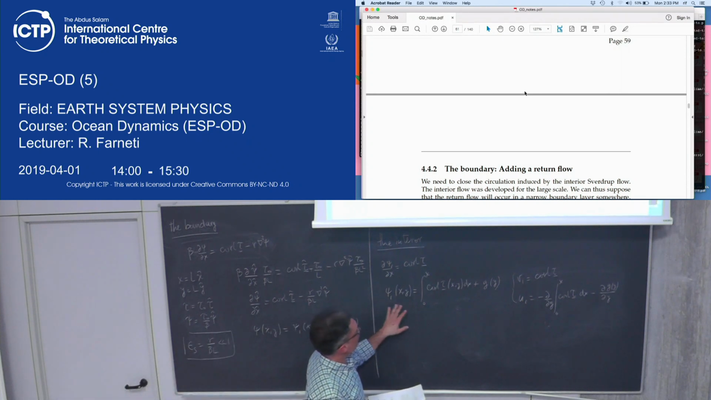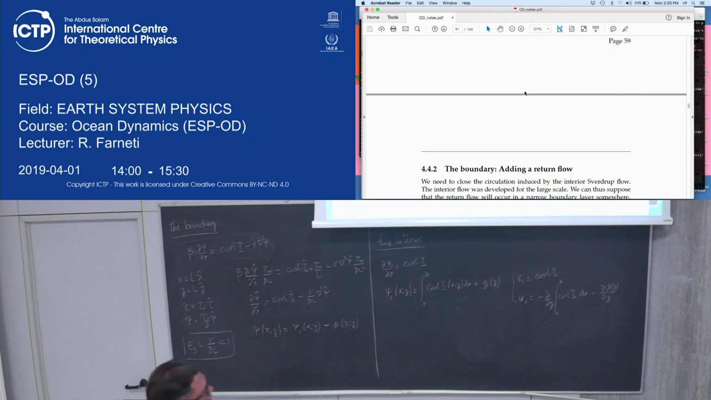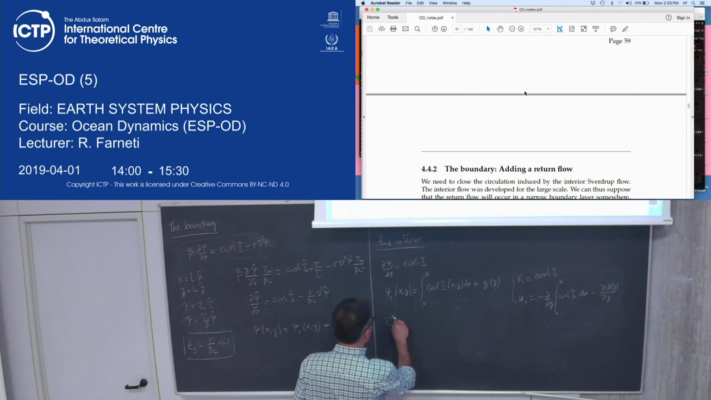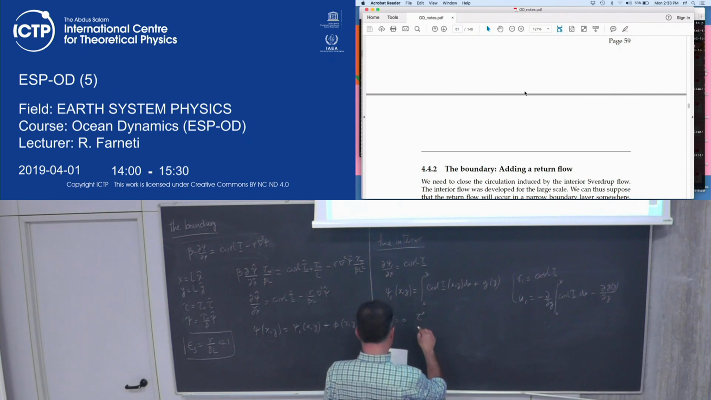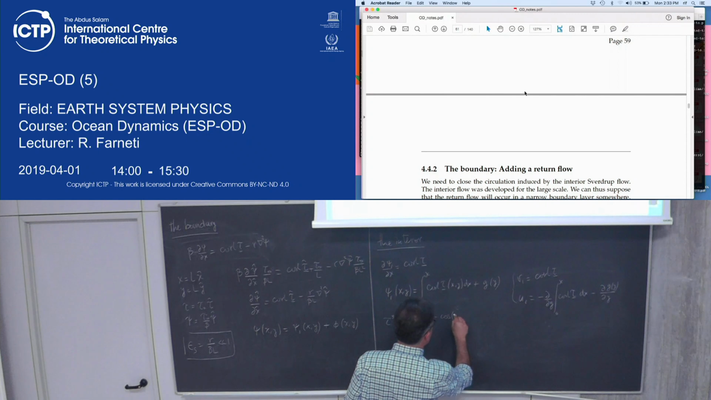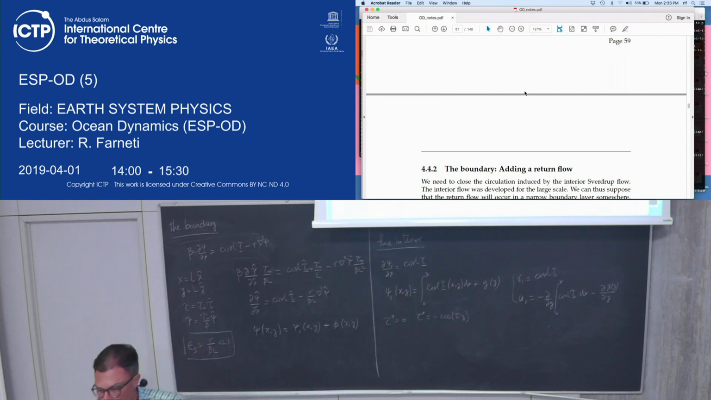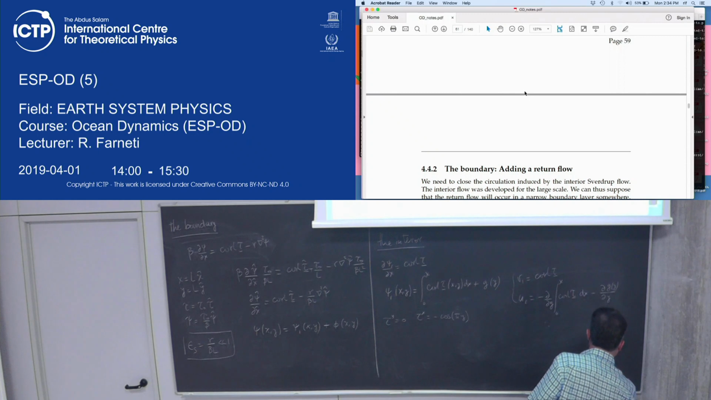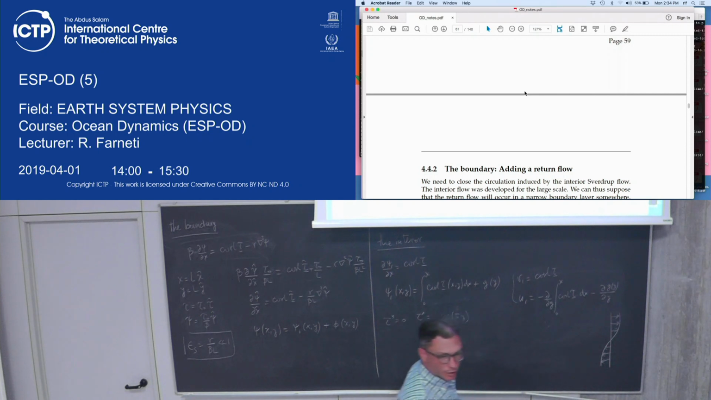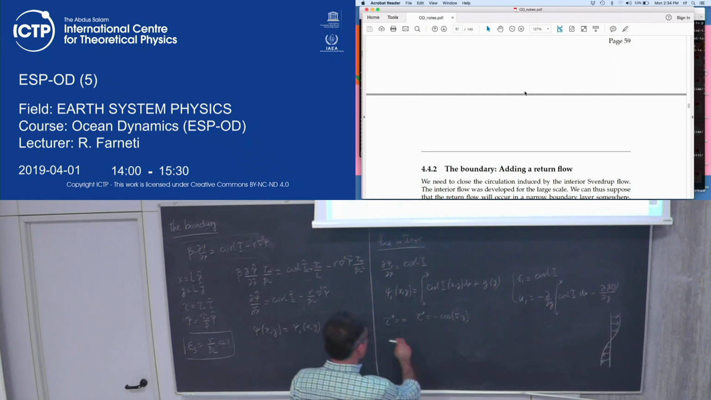Now we want to get an analytical solution of this. So we're going to give a simple expression for the curl, so that we can work easily on this solution. We're going to say that tau y is equal to 0, and tau x is equal to minus cosine of pi y, just to make things simpler. This means that the curl vanishes at 0 and y. The zonal wind stress has a shape like this, tau y is equal to zero, and that wind stress will produce a curl.